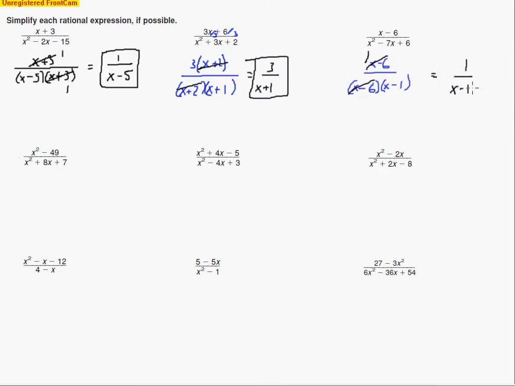Now, a lot of people want to cross off these 1's, but you can't do that because it's not really 1 on the bottom. It is 1 on top, but not 1 on the bottom. This just means 1 less than x. That's what that expression represents.